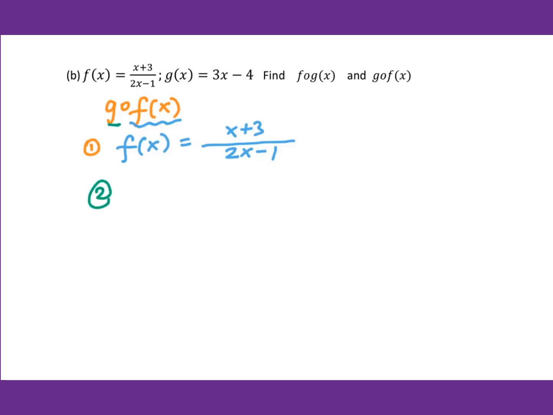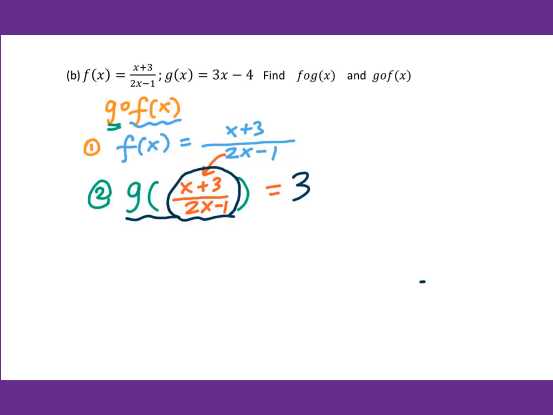Then we go to this g function. g of this one, getting in x plus 3 over 2x minus 1. The meaning of g of this is that every single x in the g function you have to turn into this one. Therefore, we got 3 times x plus 3 over 2x minus 1.